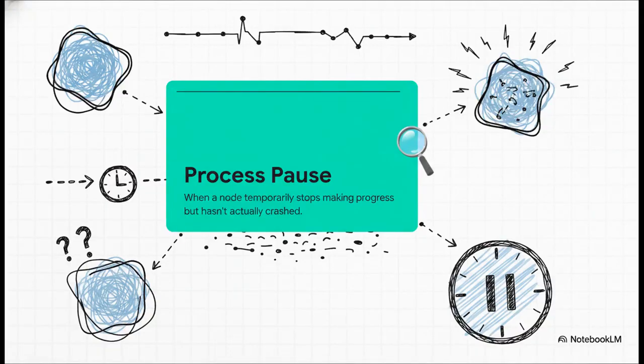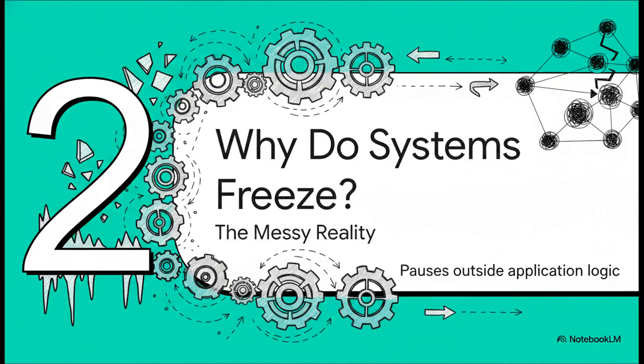And that, right there, is what we call a process pause. The node isn't actually dead. It hasn't crashed at all. But to the rest of your distributed system, it certainly looks like it has. And the really terrifying part is that the node itself has absolutely no idea it was paused until it explicitly checks its clock again. Okay, moving on to part 2.